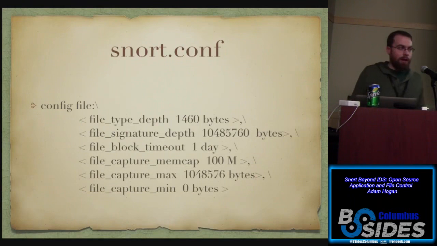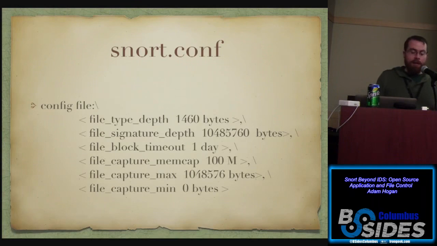Then I can go into my Snort.conf and I can add my config here and say, hey, I want to track files. And you're going to get some options here that you can tweak for performance. Again, the defaults will work for most of you, but I just want to point out there's a lot of performance tweaking you do by changing these numbers here.